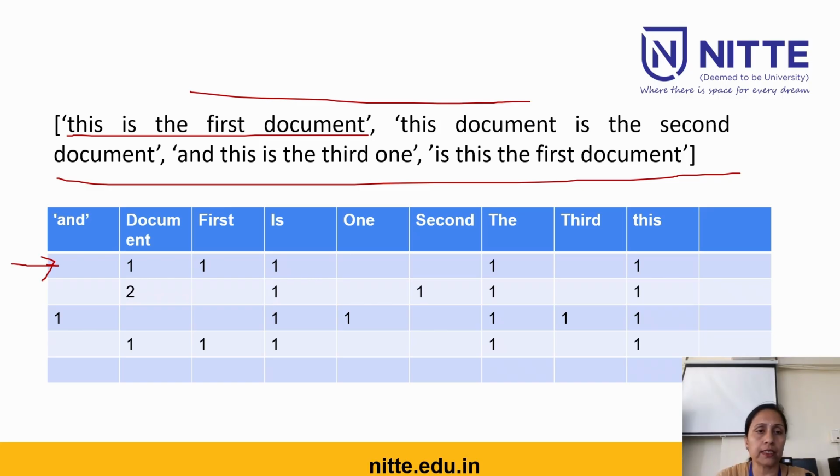And in the first statement, "document" has occurred once. You can see it here. "Document" has occurred once. "First" has occurred once. "Is" has occurred once. "One" and "second" are not there. "The" has occurred once. "This" has occurred once. Coming to the second statement, "document" has occurred twice. Here it is, this is the first occurrence and this is the second occurrence. So "document" has occurred twice. Like this, we prepare the matrix. We prepare the sparse matrix.